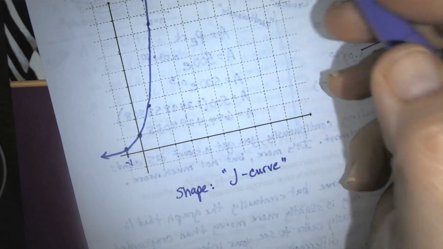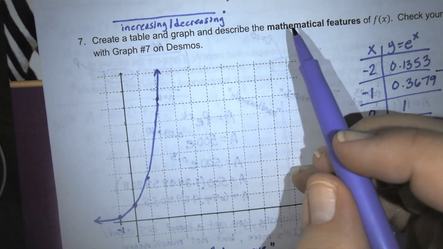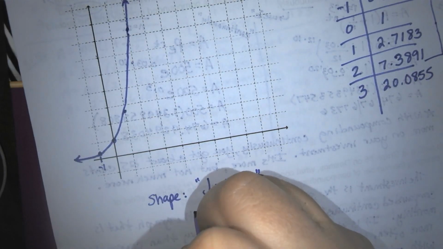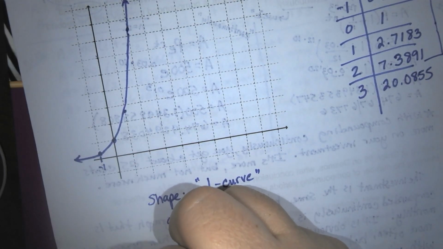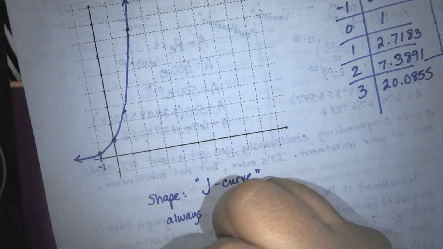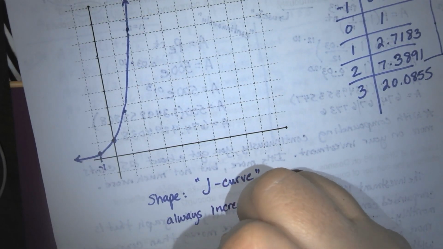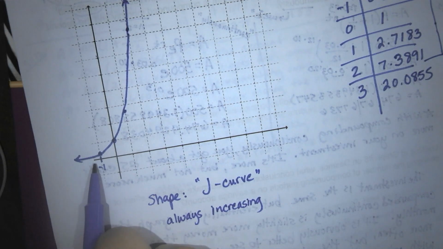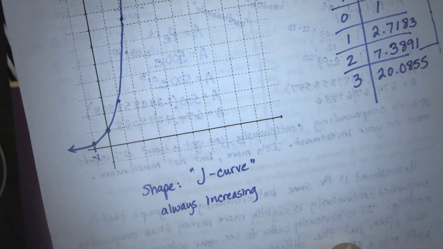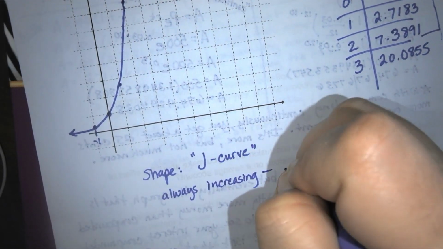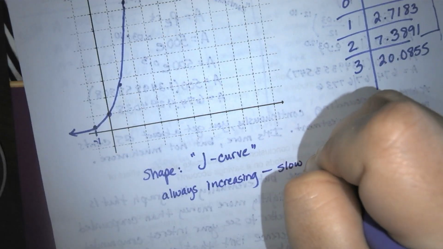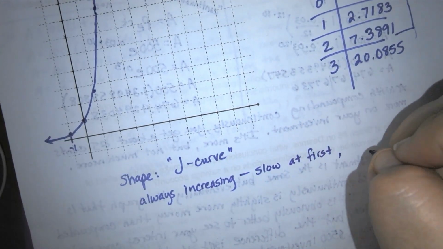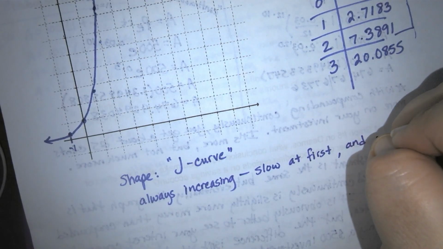Because we got to describe its features, right? That's what it says up here. Describe the mathematical features. So that means it's always increasing. Slow increase, and then it starts to rapidly increase. So we can say that too. Slow at first, and then click.